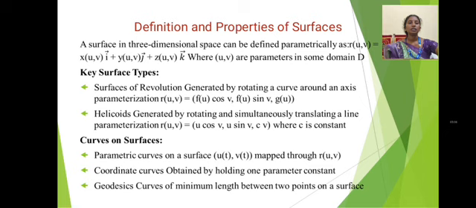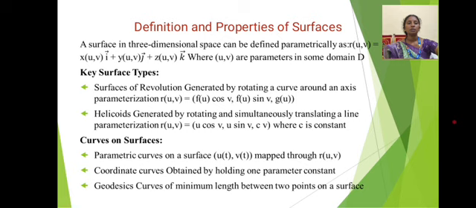What are the definition and properties of a surface? A surface in three-dimensional space can be defined parametrically as r(u, v) = x(u, v) i vector + y(u, v) j vector + z(u, v) k vector, where u, v are parameters in some domain D.